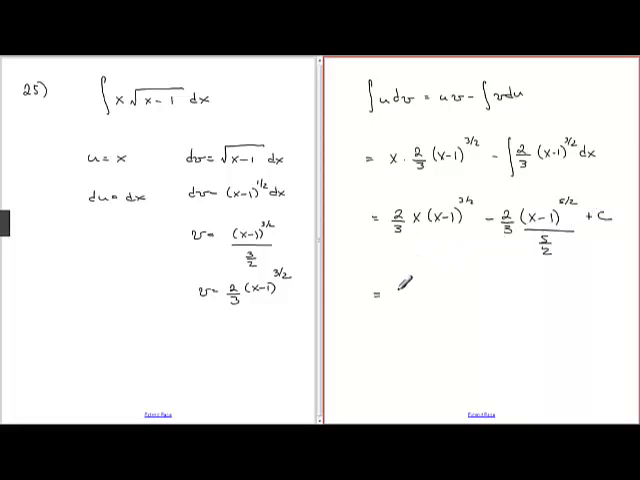So the final answer, as we clean this up, and we actually did this integral before, we'll talk about that in just a second. Let's multiply this out. Dividing by 5/2 is like multiplying by 2/5. So we're going to get negative 4/15. 2 times 2 is 4, 3 times 5 is 15. Times x minus 1 to the 5/2 power plus c.